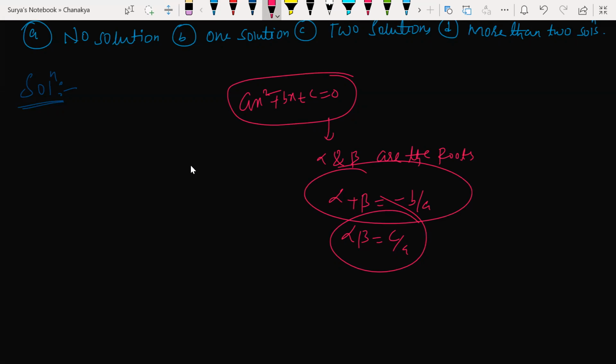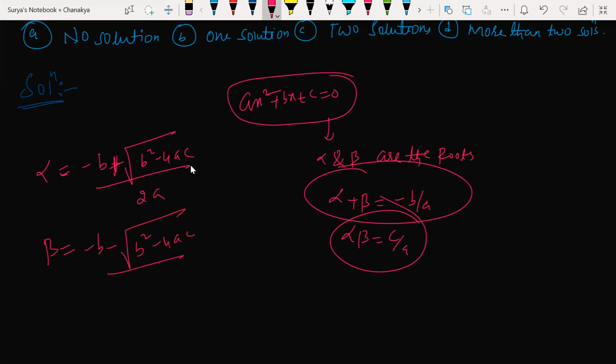Very simple, guys. Look at this here. Let alpha, let us say we know the root. We know the formula for finding roots of a quadratic equation. What was that? Minus b plus or minus square root of b square minus 4ac by 2a, right? So we know this formula. In this formula, let me take alpha is equal to minus b plus square root of b square minus 4ac by 2a, and beta is equal to minus b minus square root of b square minus 4ac by 2a.